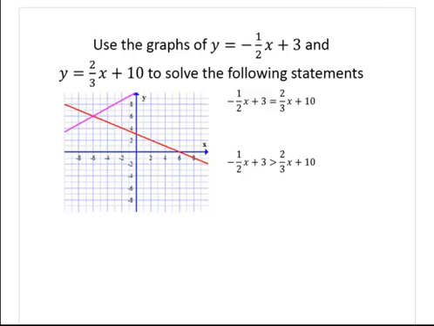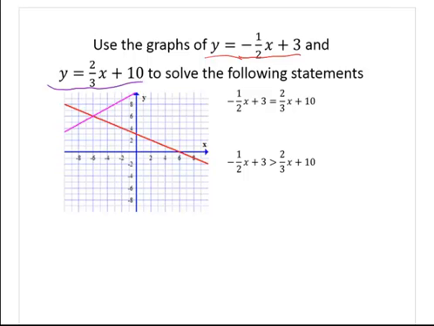So here we have the graphs of y equals negative 1/2 x plus 3 and y equals 2/3 x plus 10, and we're asked to use these graphs to solve the following statements. Where is negative 1/2 x plus 3 equal to 2/3 x plus 10? Where is negative 1/2 x plus 3 greater than 2/3 x plus 10? All right, again, negative 1/2 x plus 3 is the red line, and 2/3 x plus 10 is the purple line.